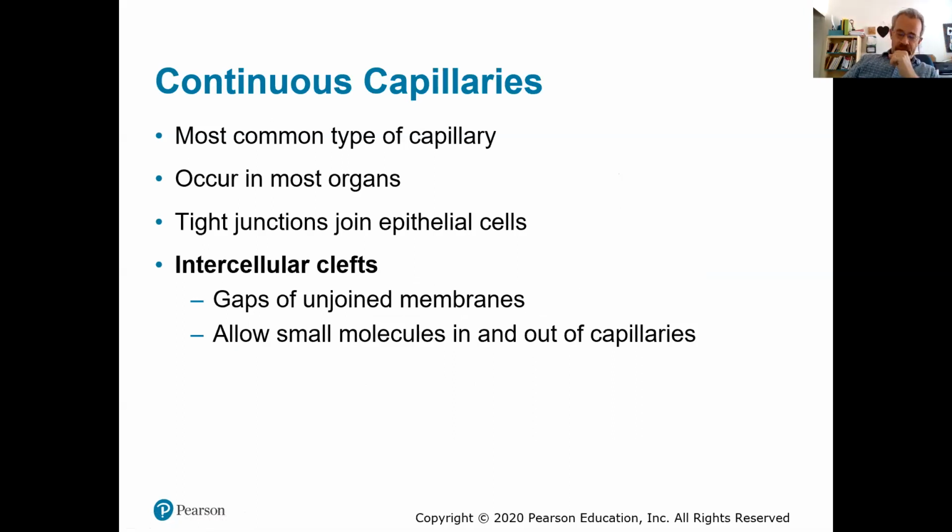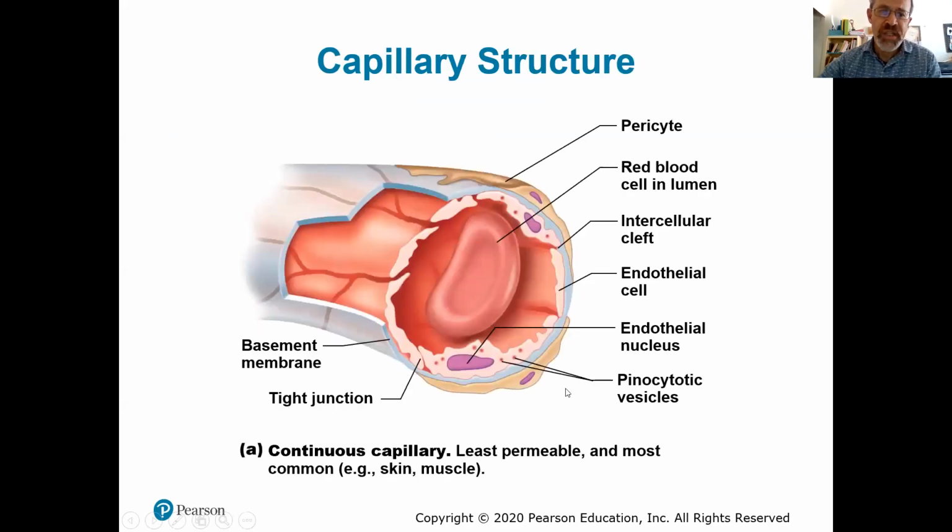So when we talk about capillaries, they all have a single layer of endothelium. That's common. But there are certain differences in the connection between those endothelial cells. The most common type of capillary is what we call continuous capillaries. There are a few gaps between those endothelial cells that allow small molecules to go into and out of the capillaries. So if we take a look, this is an example of a continuous capillary, the most common.